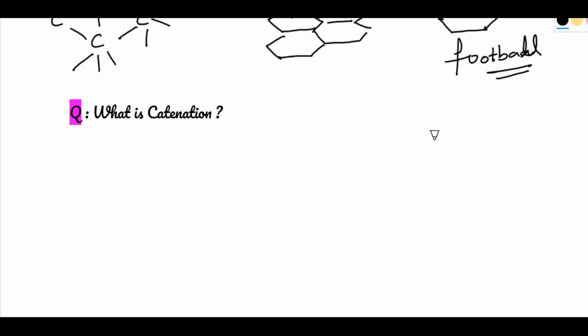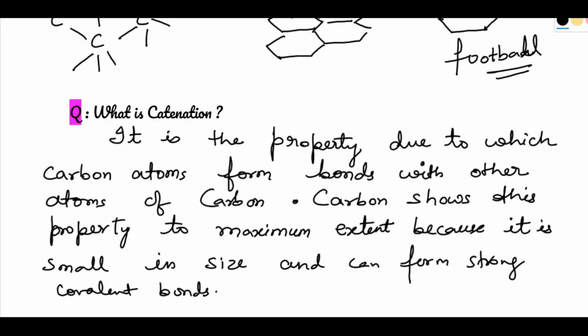Coming to catenation. What is catenation? Catenation is a special property that carbon compounds display. It is a property due to which an atom, here I wrote carbon atom, but any atom, can form bonds with other atoms of itself. So it's a property due to which carbon atoms form bonds with other atoms of carbon. Carbon can show this property to the maximum extent.